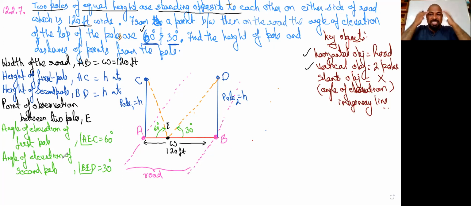Now, let's think logically. How many angles are there? Two angles are there, one is 30 and one is 60. How many right angle triangles are there? There are 2 right angle triangles. But how many variables are there? We have only one variable, that is nothing but h. We don't have the second variable.